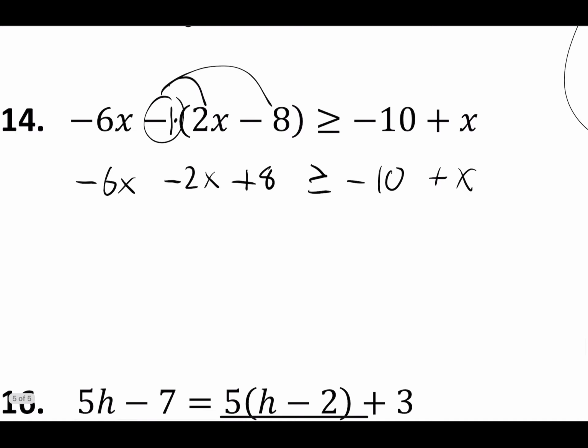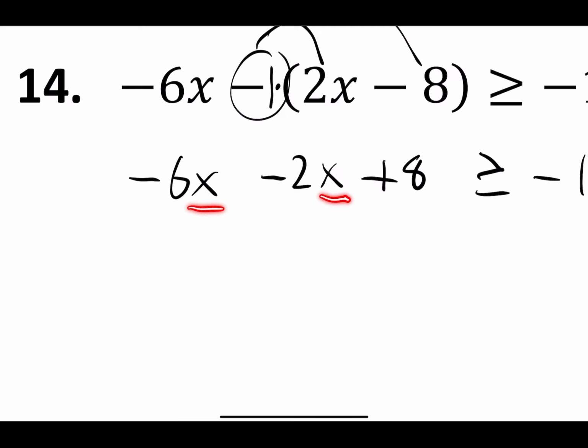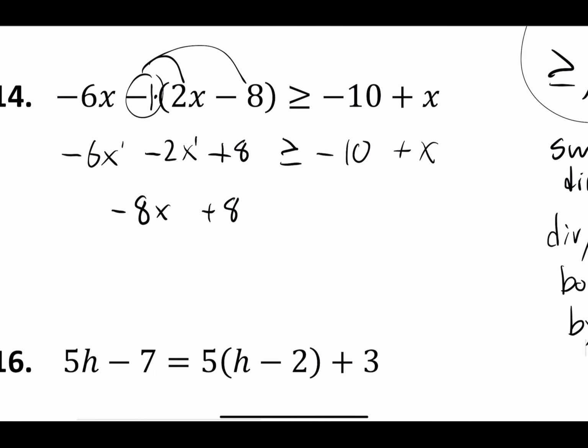Next, combine like terms. Again, the right side has no like terms, but the left side does. I have negative 6x minus 2x. The only thing for them to be like is they have to have the same variable, the same letter x, and they have to have the same exponent, which they do. It's not written, but they're both raised to the power of 1 if it's not shown. Same x, same exponent, they are like. So negative 6x minus 2x becomes negative 8x. I have negative 8x plus 8 is greater than or equal to negative 10 plus x. Once you have combined all like terms on both sides, now you get x to one side. So we choose.